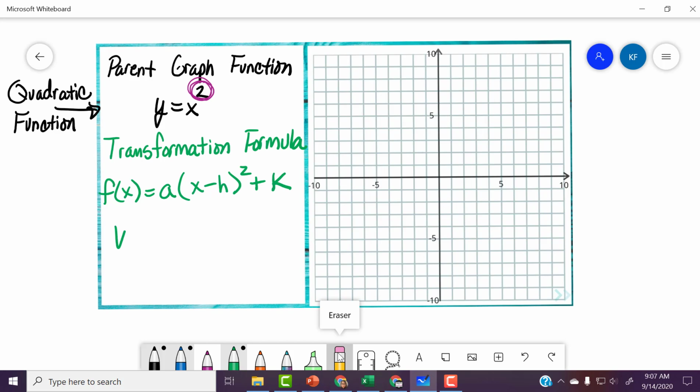So this is called the vertex form, and that is because it really tells us where the vertex is, but we'll talk about that more later. Right now, we're just going to talk about how this function in this form moves around and how to identify it. So this A value represents a vertical shift. Not a vertical shift, it's actually a vertical stretch.